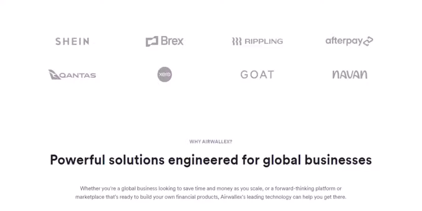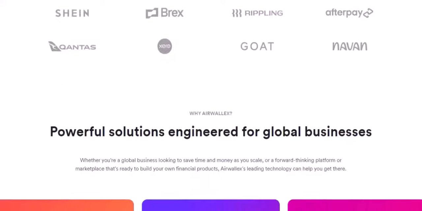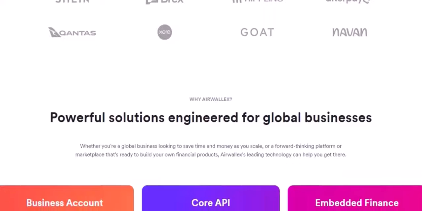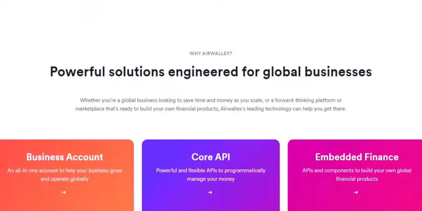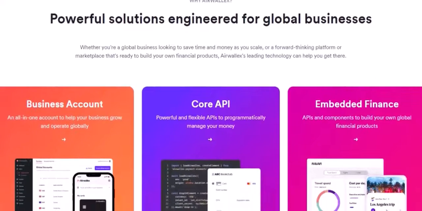It provides multi-currency business accounts, allowing you to hold and manage money in over 11 currencies, avoiding the costly and frustrating double conversions that often come with traditional banks or other payment processors.